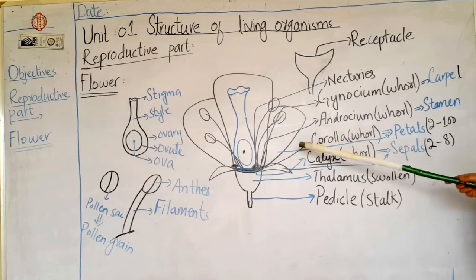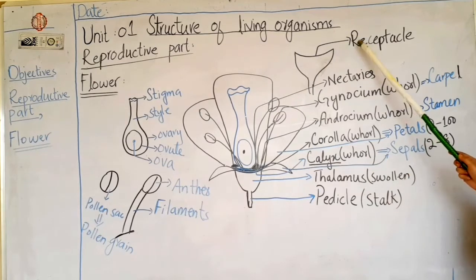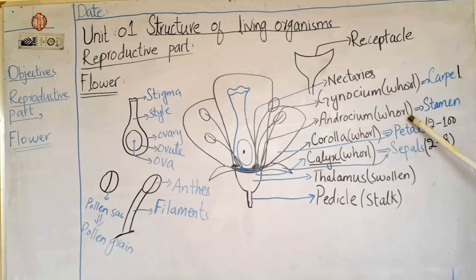Okay. The next line is known as corolla. Corolla is the second line, which is present over this receptacle. Corolla consists of colored petals. The number of petals is 2 to 100, or maybe in some flowers it is more than 100. Why are they colored? They are colored as they have to perform their function in the process of pollination, to attract the insects.